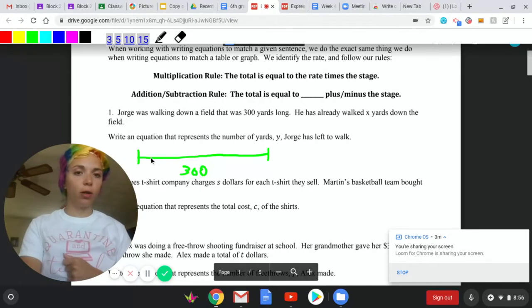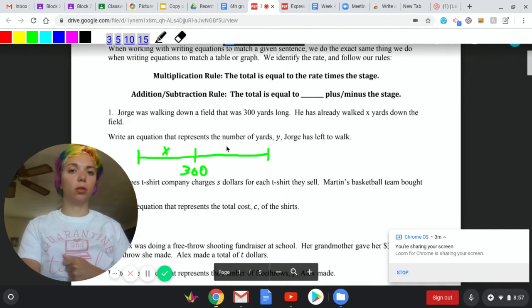Okay, George has traveled a certain amount. We don't know. He could have gone this far. He could have gone this far. He could have gone almost all the way. We're just going to put him kind of in the middle here somewhere. So he's traveled X. So he's gone this far. We are trying to solve for, it says write an equation that represents the number of yards Y George has left to walk. So we're trying to solve for Y. This is the part that's a mystery. Okay, so we don't know how much more he has to walk. Technically, we don't know how far he has walked either, but if we were given that X value, we could solve for how much more he has to go.